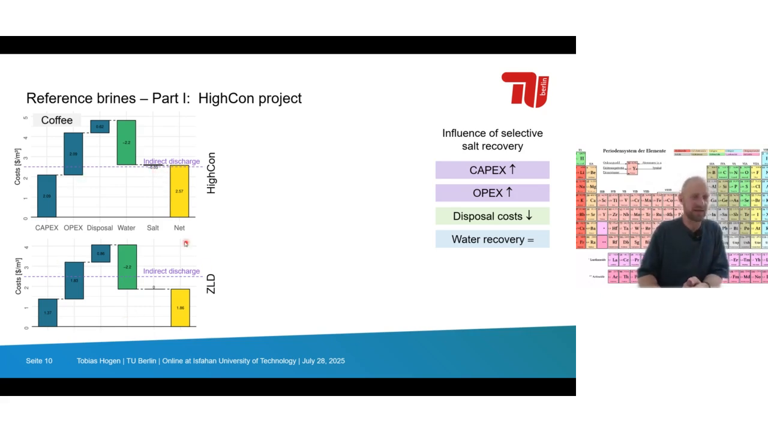Just for comparison, I calculated a conventional non-selective ZLD without a salt recovery process. We see CAPEX and OPEX are cheaper. I think it's clear, you have less technology or a less complicated setup. You have slightly higher disposal costs. You have the same revenue from water recycling. The impact of salt recycling is nearly zero. And so finally, you have roughly $1.90 per cubic meter cost for the ZLD process. So this would be even better than the current indirect discharge.